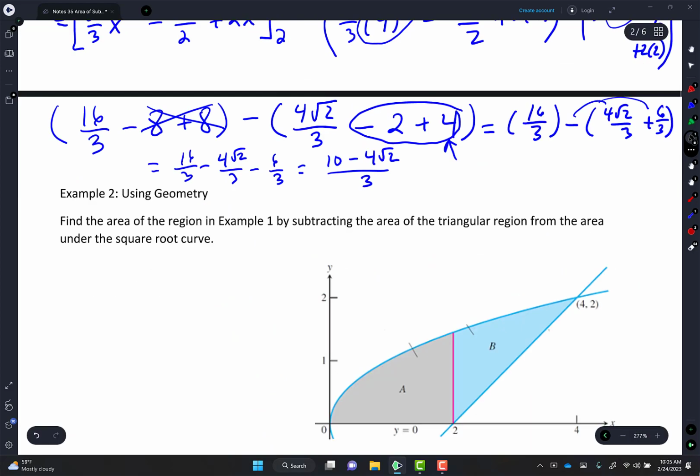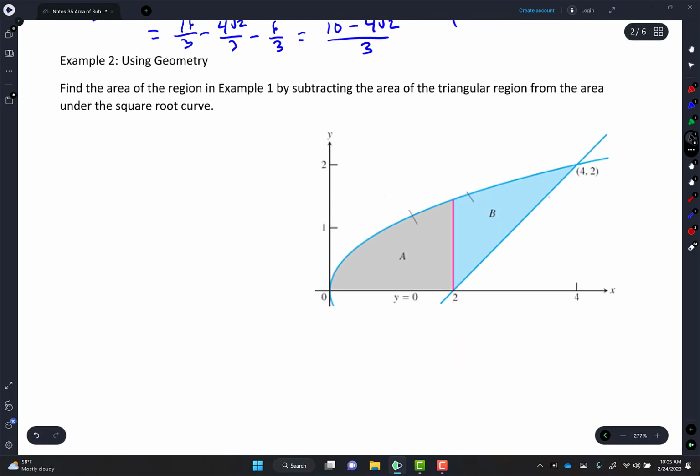Okay, if you turn the page, is it that same area? Do you know what that region is? What's that answer supposed to be? 10 over 3. Check this out. Look how beautiful this is going to be. So this says find the area of the region. We already know what it is. By subtracting the area of the triangular region from the area under the square root curve.